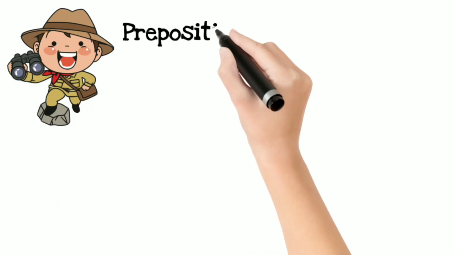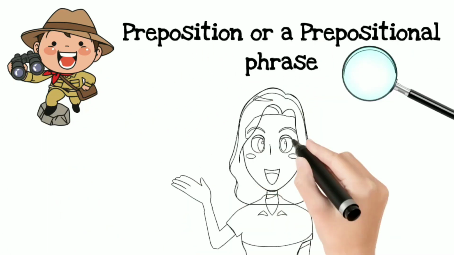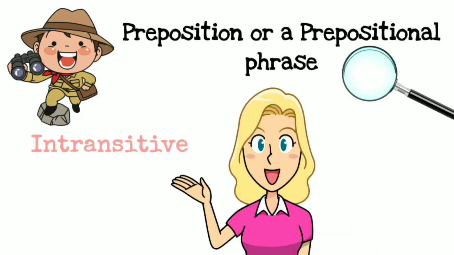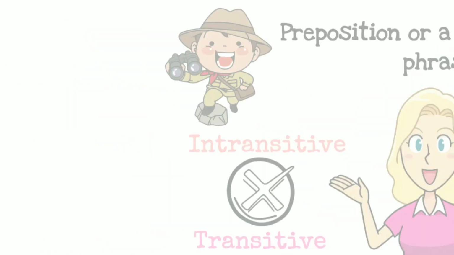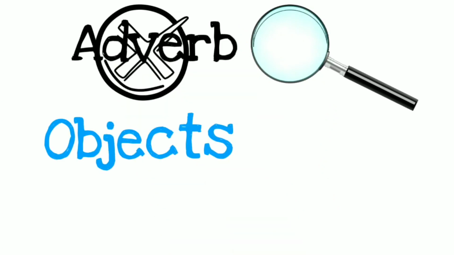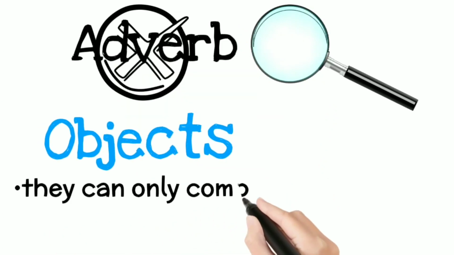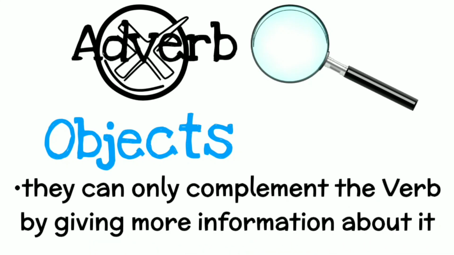Point number 3. Look for a preposition or a prepositional phrase. If you find one, there you go. The verb would be intransitive, not transitive. Point number 4. Search for an adverb in the sentence. Adverbs do not come in place of objects. They can only complement the verb by giving more information about it.